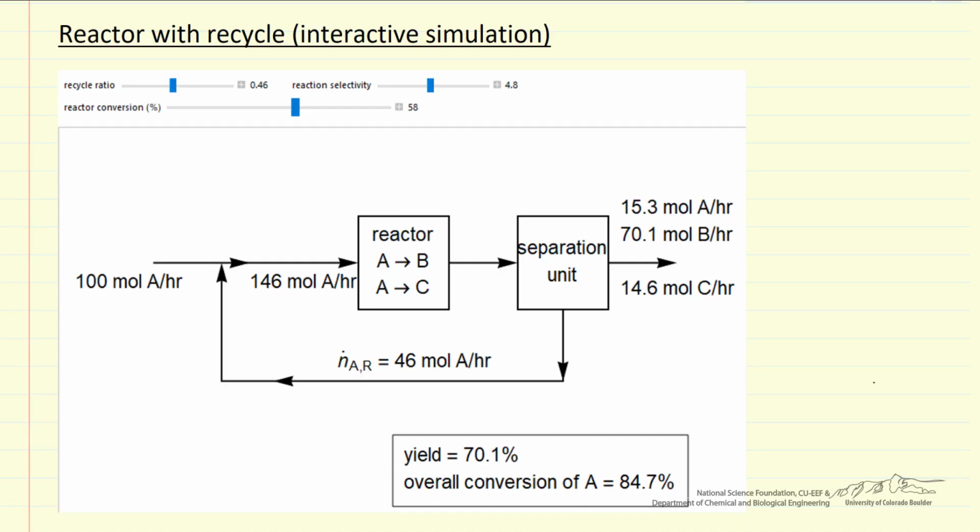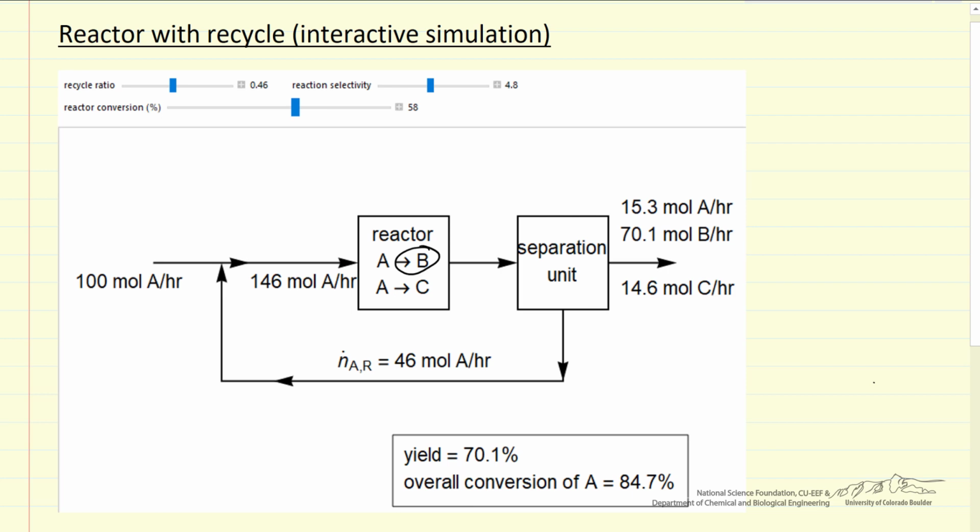I'm going to briefly describe how to use this interactive simulation, which is of a reactor with recycle, and we're interested in essentially the mass balances. So the idea is two reactions take place. The product that we desire to form is B.